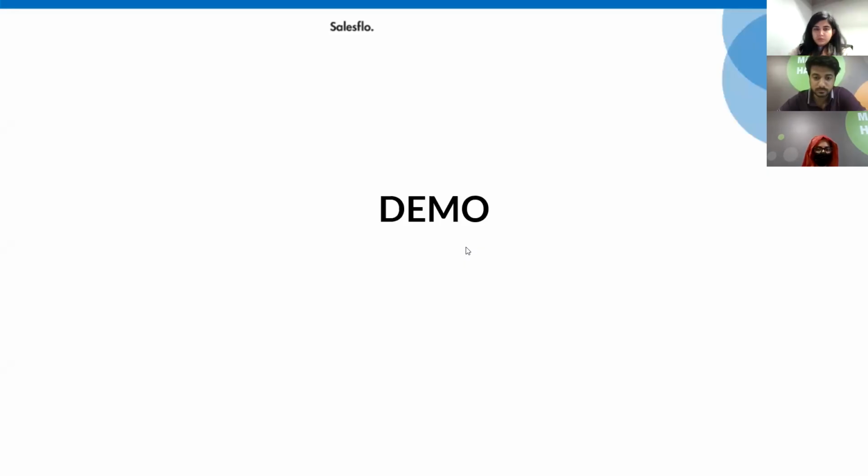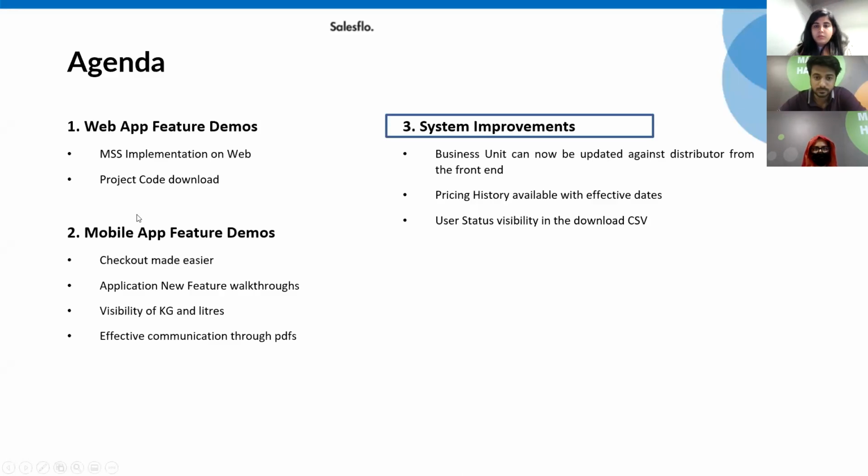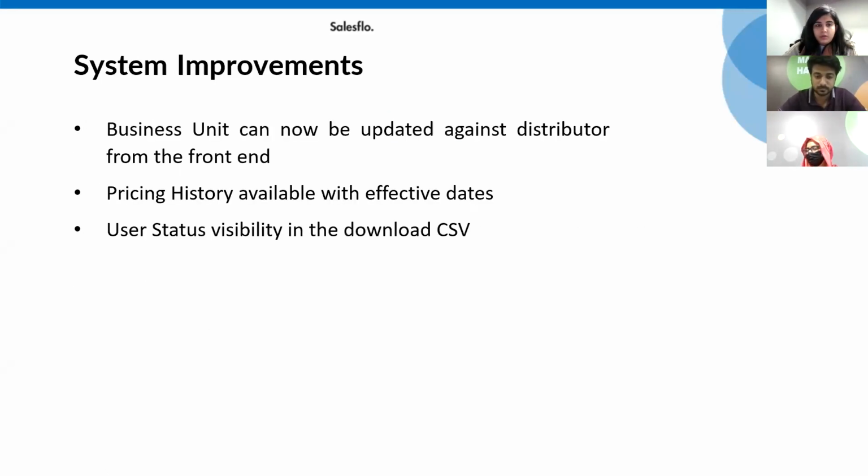Okay, so that was regarding the application release. Now we'll be moving on to the third point in our agenda, that is system improvements, and we'll be talking about the system improvements that we've done. The first improvement is that the business unit can now be updated against a distributor from the front end.